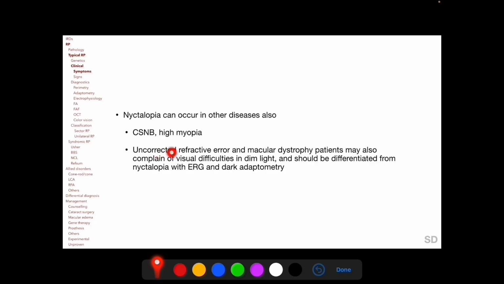And patients with uncorrected refractive error and macular dystrophy may also complain of visual difficulties in dim light, but visual difficulties in dim light of these patients can be differentiated from nyctalopia of RP with ERG and dark adaptometry, which we will be discussing further in this session.